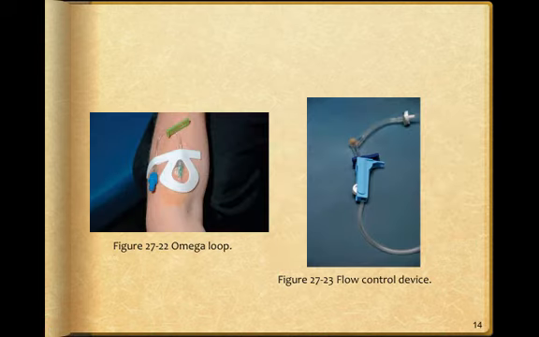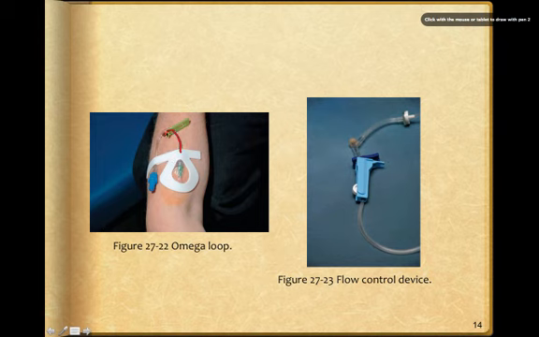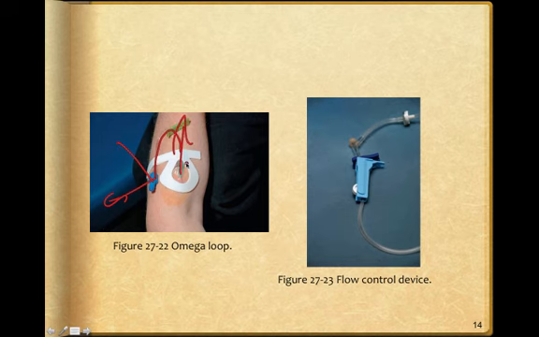Be sure that you provide a couple of loops. Again, what this does is if the IV is pulled, it'll pop this off instead of pulling out your IV. Flow control device here. Be sure it's clamped down all the way.